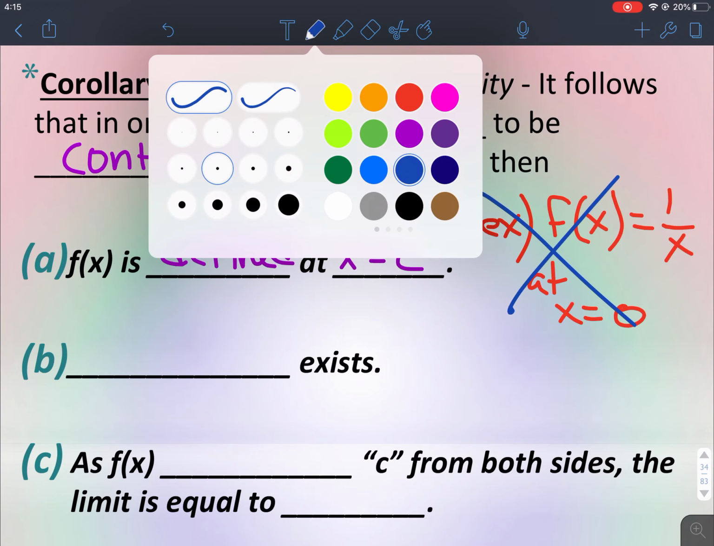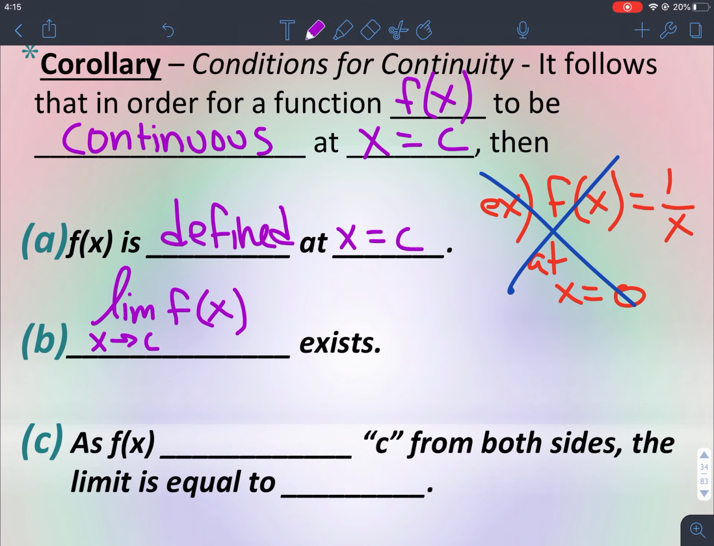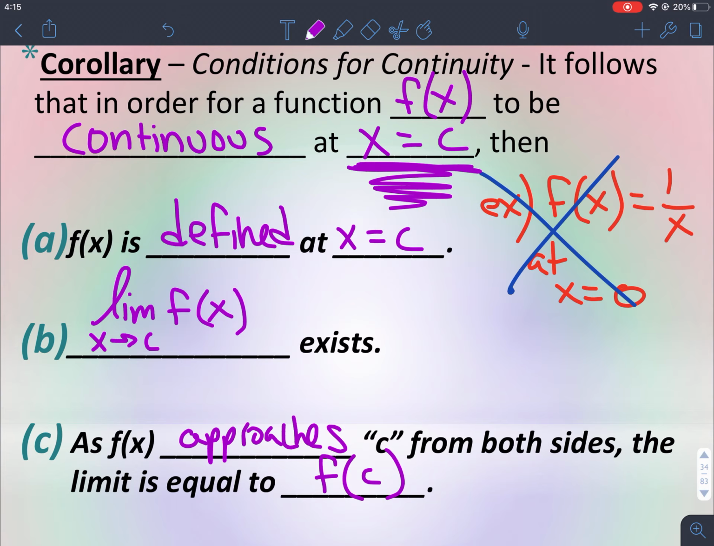The next step is to verify that the limit as x approaches c of the function does in fact exist. Third, as f of x approaches c from both sides, the limit is equal to f of c. There's some really higher order thinking when it comes to whether or not a function is continuous at a certain point. So we have to do some analysis.